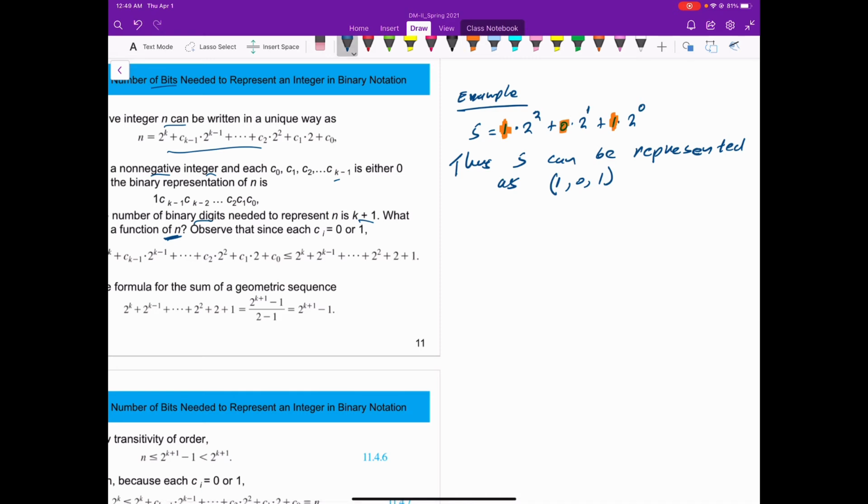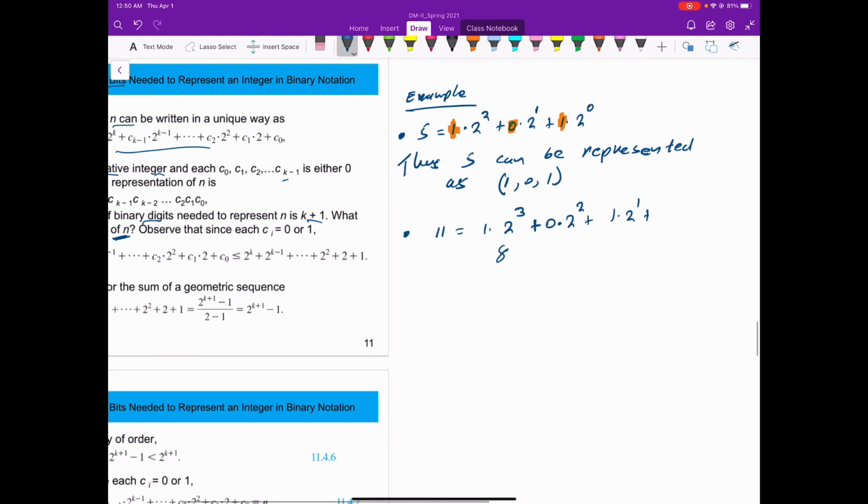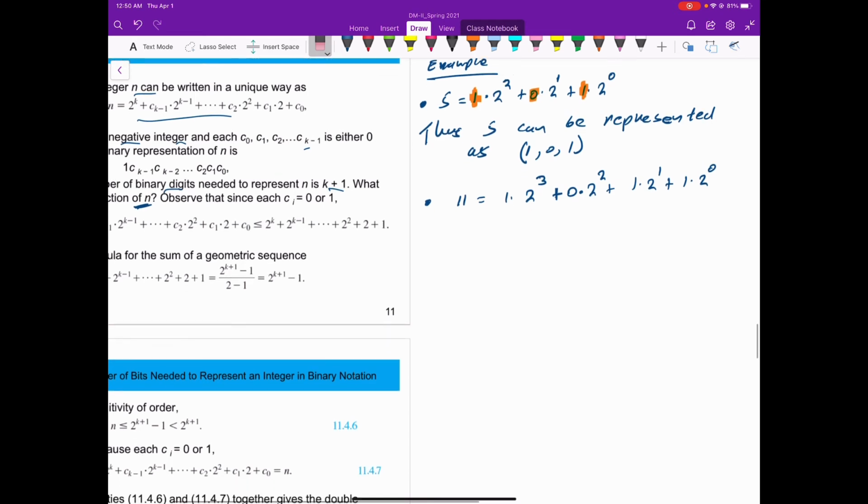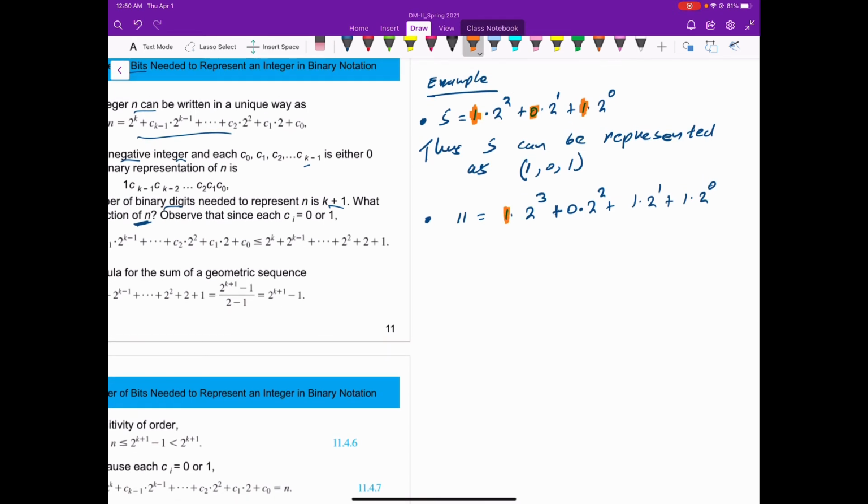Let's take another number, maybe 11. 11 can be written down as 1 times 2 to the power 3, which gives you 8. And then 1 times 2 to the power 2, which gives 4. Here you have 8, and 8 plus 4 is 12, which is too much. So let me put 0 here. And then plus 1 times 2 to the power 1 plus 1 times 2 to the power 0. Okay, so that will give you 11. So the coefficients that we get are 1, 0, 1, 1.